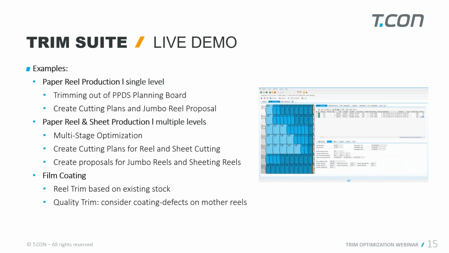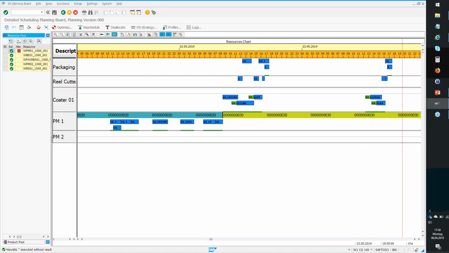This will be followed by an example where we do a multi-stage optimization. So we have there a set of orders for sheets, and the challenge is to take care of the production of reels and sheets at the same time. And the last example will be an example from the area of film. So there we will do a stock-based trimming where for each of the stock elements that we have in the warehouse, we also have a list of quality issues. So this will be a trim from stock, including quality challenges.